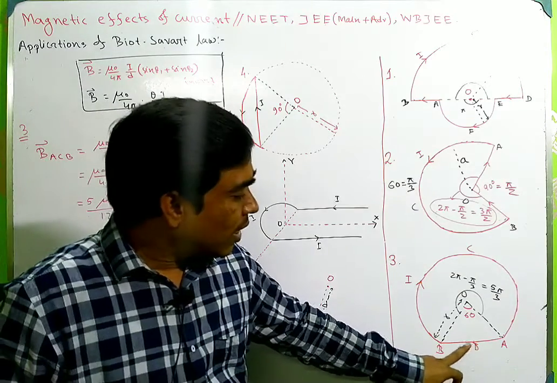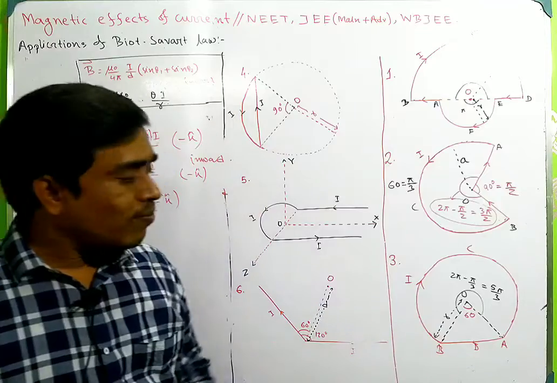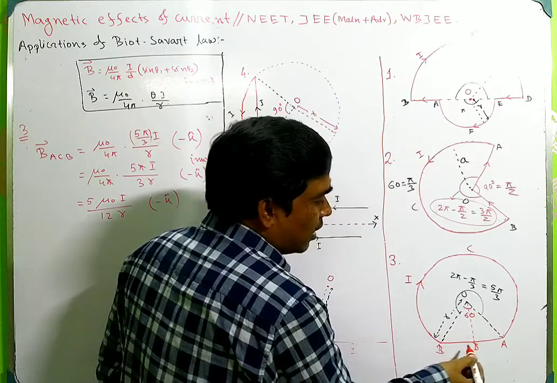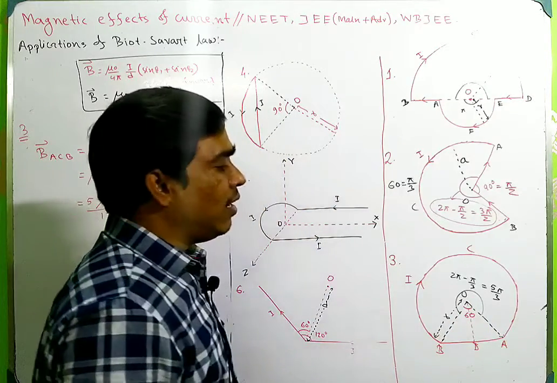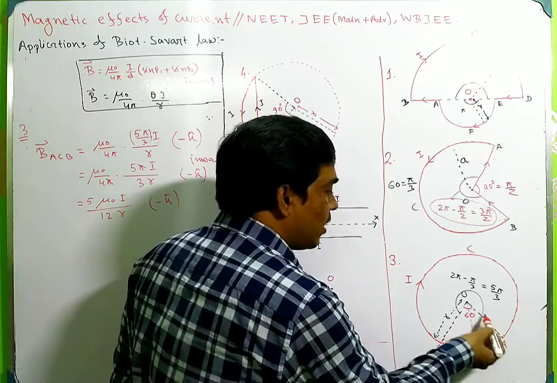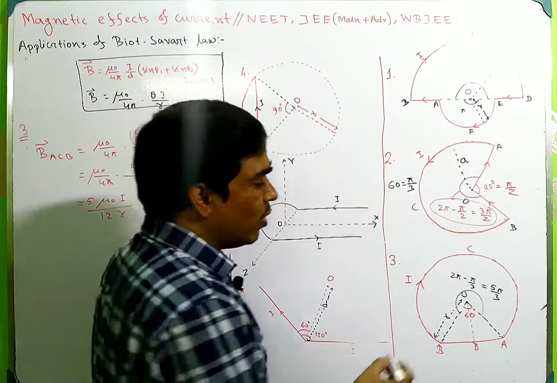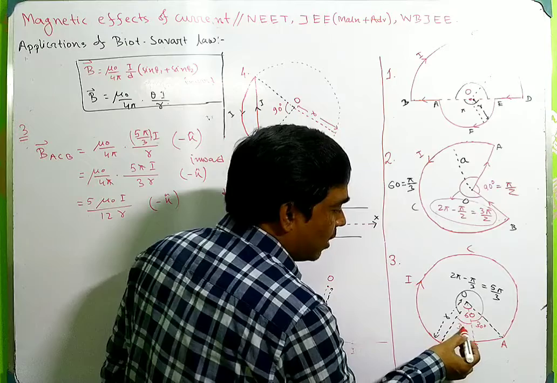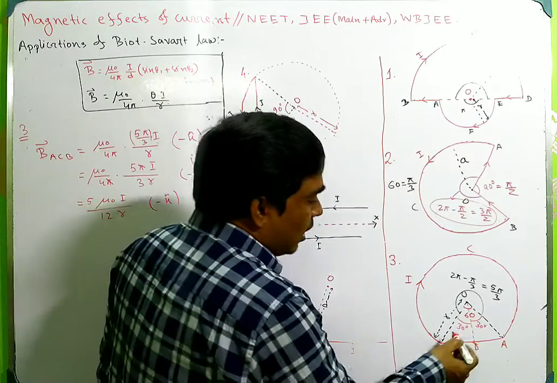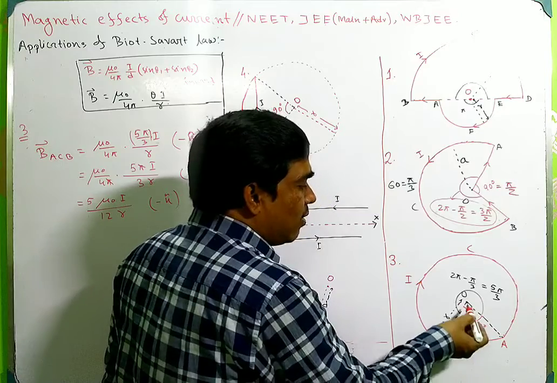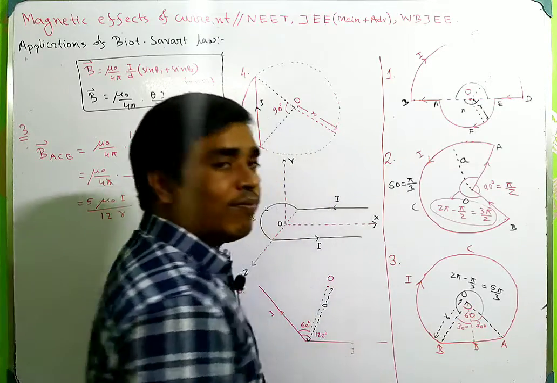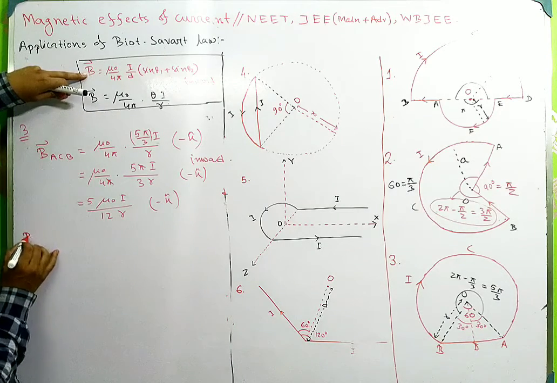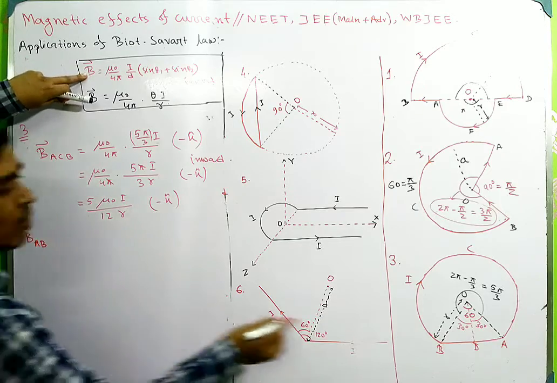Now you have to calculate the magnetic field at point O due to this straight wire. Here you see, this is 60 degree. That means the AOB triangle is an equilateral triangle. So this angle must be 30 degree and this angle must be 30 degree. So if this is an equilateral triangle, we can easily calculate the height of this triangle. So using this formula, we can easily calculate the magnetic field for the AB portion at O.